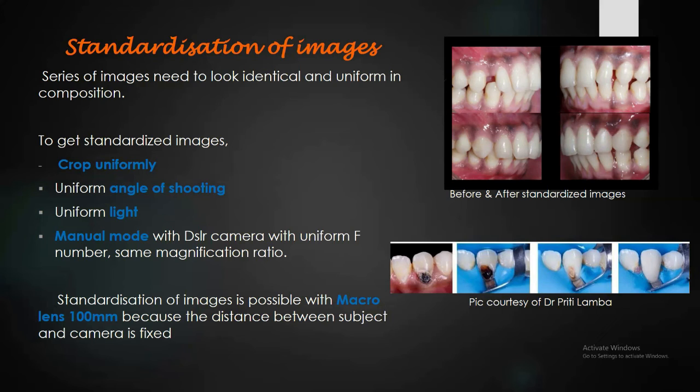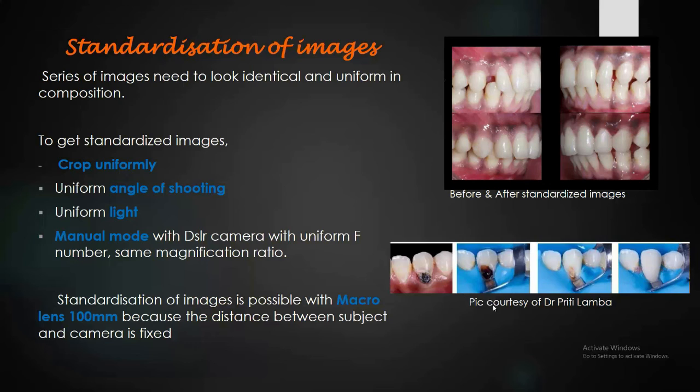We tend to get standardized images. See here, in the frame, it starts from the central incisor of the left side and ends with the second premolar. Similarly, in the postoperative picture, we have the central incisor and the second premolar. The brightness, the contrast, the lighting, almost everything looks identical in both the preoperative and the postoperative images. This is what is called standardization.